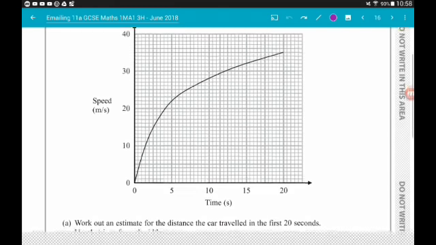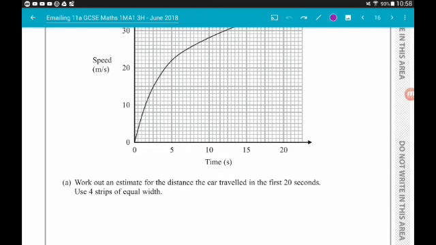So there's our lovely graph. Part A wants us to work out an estimate for the distance travelled in the first 20 seconds. We want to use 4 strips of equal width. So what we're going to be doing is drawing trapeziums underneath the curve.